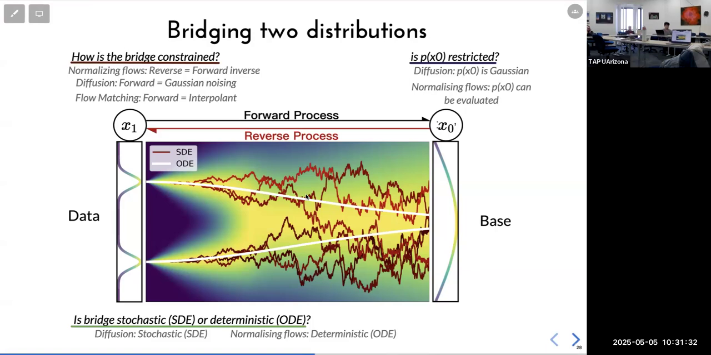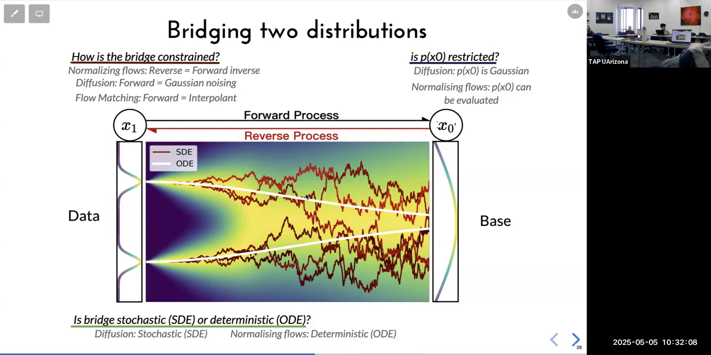So you always need some sampling from a base distribution that you know how to sample from, which is usually a Gaussian, but not always. And you're going to bridge it to your data distribution, but you can do it in different ways. One question is whether this bridge is deterministic, like the one we have, which is an ODE, or if it's stochastic, which is an SDE. Diffusion models build a stochastic bridge. So you're always sampling some noise. Whereas flow matching or normalizing flows have a deterministic one.